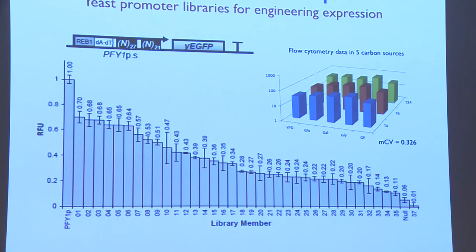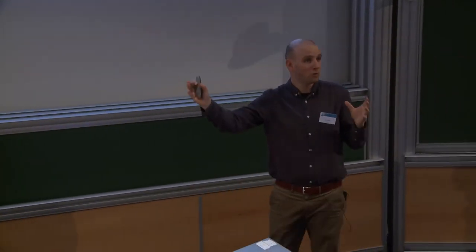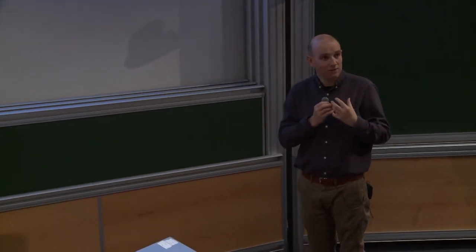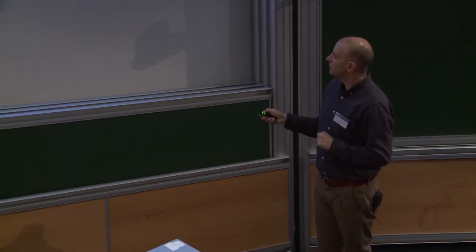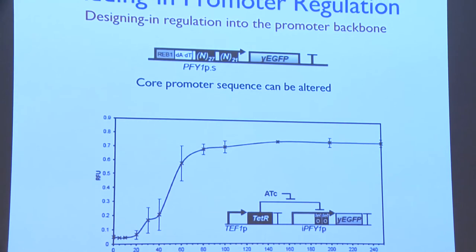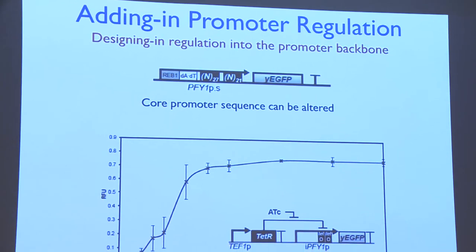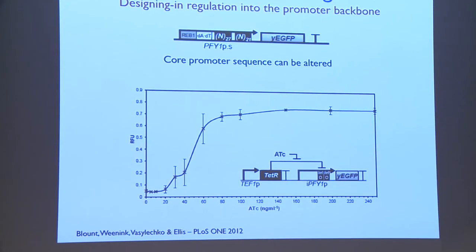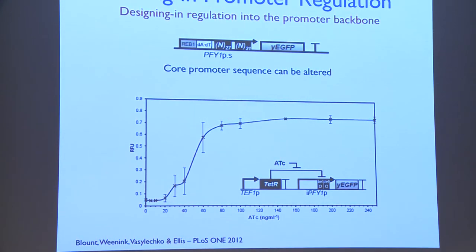As well as giving us a library to do lots of different levels of gene expression in yeast, it also showed us that there were regions within that core promoter where you could change the base sequence and still get output. So that means we now have an area within the promoter where we can start adding in our modules. A simple one we did first was to add in the recognition sites for the bacterial TET repressor, so that this switches from being a constitutive promoter to a regulated promoter that is usually repressed in the presence of TET repressor. Then as you add in increasing amounts of anhydrotetracycline, you can switch this on. So this now becomes a regulated promoter.